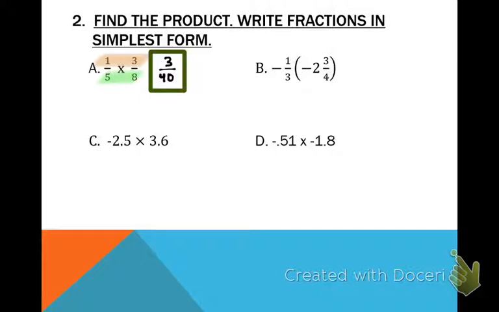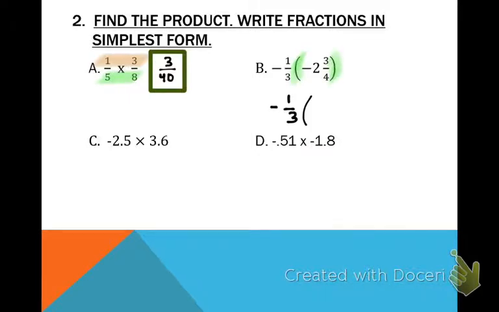Looking at problem B, am I allowed to multiply mixed numbers? No. What do I have to do to the mixed number? Make it improper. We have to make it improper. So directly underneath it, if you guys would, write -1/3. What does it mean when I have these parentheses next to each other? It means to multiply, okay?